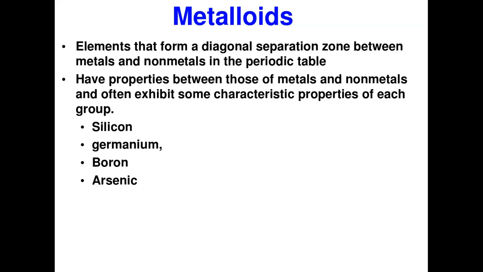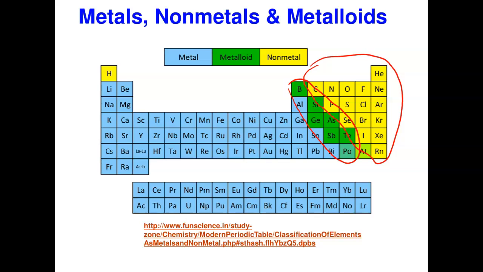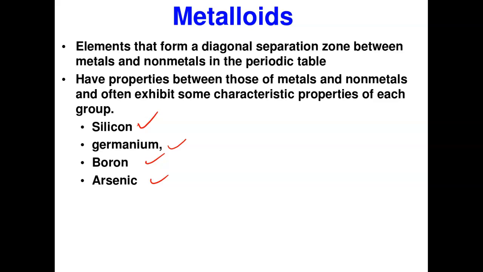So the good examples we have here are silicon, the commonest, germanium, boron, arsenic, and other ones in that group. Those are the elements separating the boundary between the metals and the non-metals, and we call them the metalloids, or you can also call them the semi-metals.